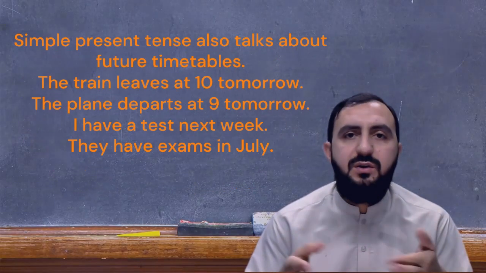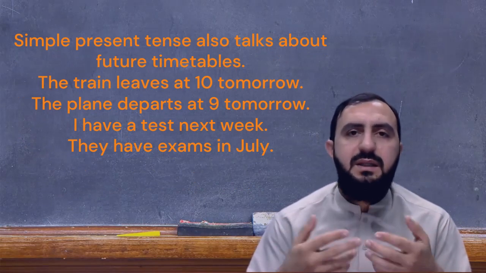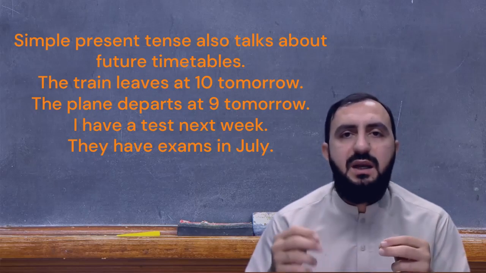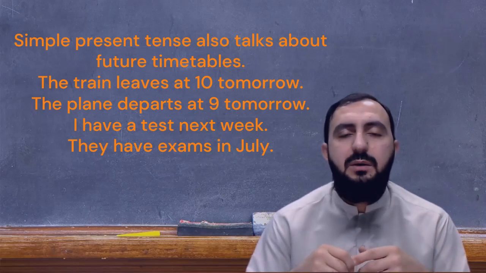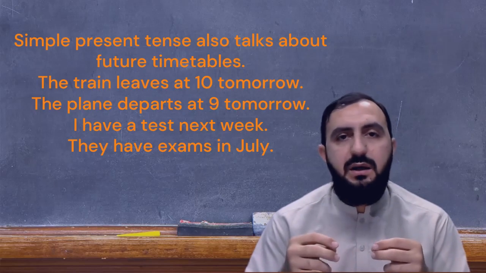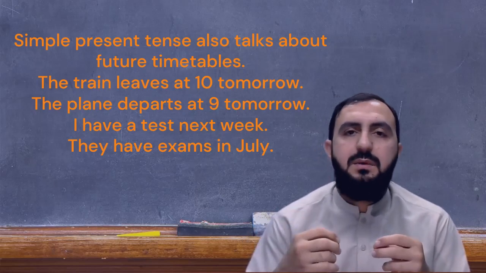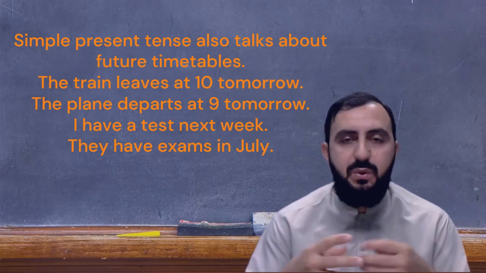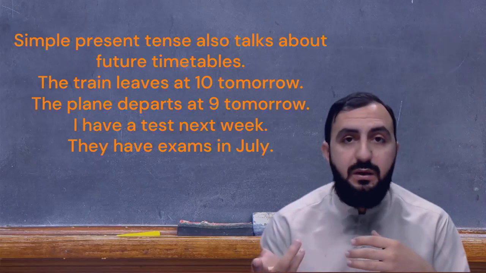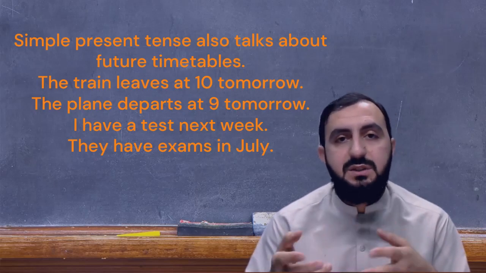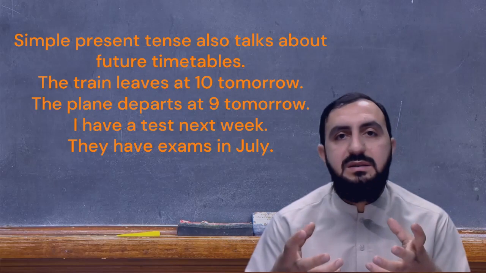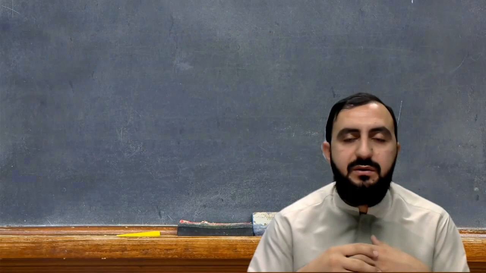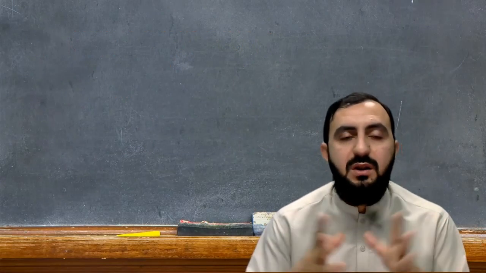In simple present tense, you can talk about daily schedules and timetables and things that happen in the future as well. For example, the train leaves at 10 o'clock tomorrow. The plane departs at 9 o'clock tomorrow. So you can use simple present tense for future timetables as well. I have a test next week. They have exams in July. So these are sentences that talk about fixed schedules, the things that will happen in the future. So this is all about simple present tense.